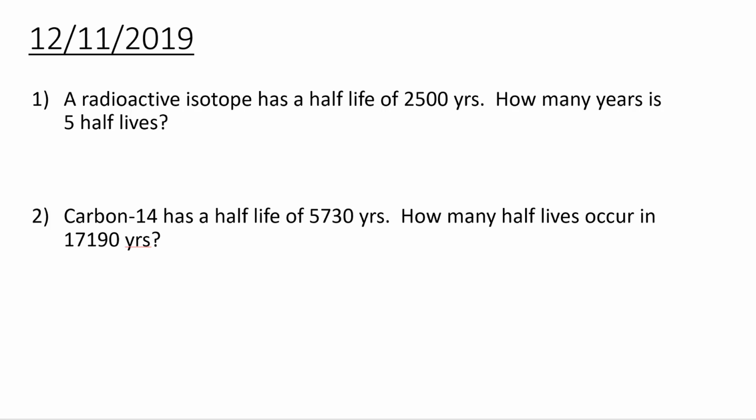Number 1 and number 2 here: a radioactive isotope has a half-life of 2,500 years. How many years is 5 half-lives? And number 2, carbon-14 has a half-life of 5,730 years. How many half-lives occurs in 17,190 years? So write these down, leave some space, and try them out for a few minutes with your team members, and pause the video, and we'll go from there.